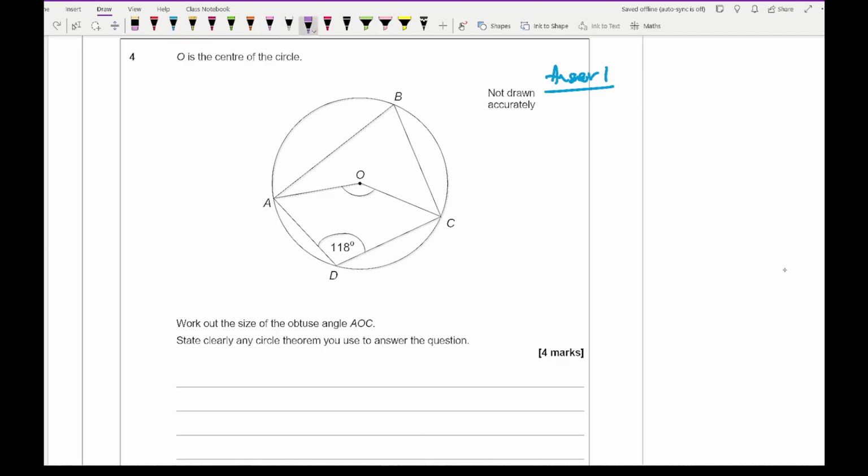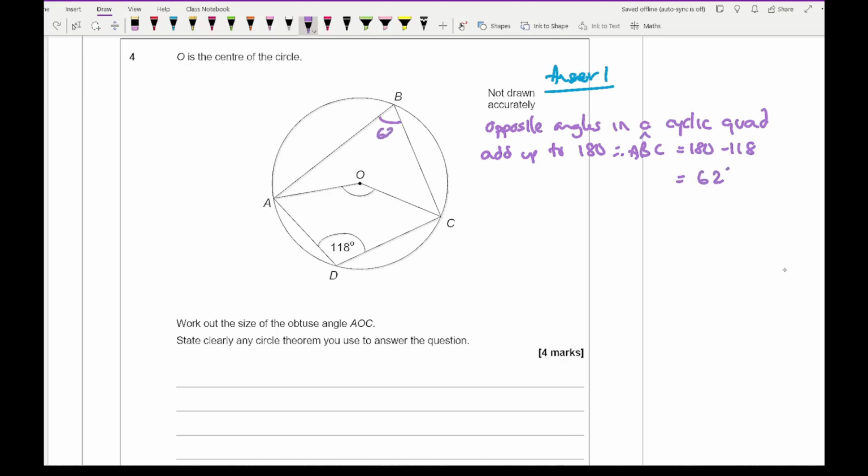is that opposite angles in a cyclic quadrilateral add up to 180. So angle ABC is going to be 180 minus 118, which gives me an answer of 62 degrees. So this angle here is 62.